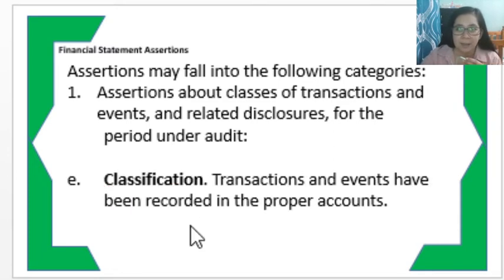Okay. Another is classification. In this type of assertion, the auditor will make sure that transactions and events have been recorded in the proper accounts. So, classification of the transactions according to their nature, okay, on the appropriate account, okay, where they should be recorded. Okay, so that's how it should be in this type of assertion.